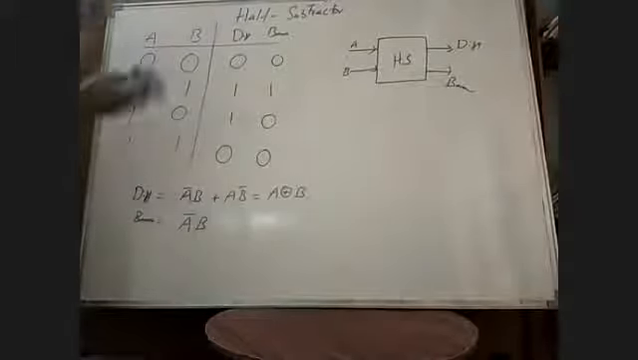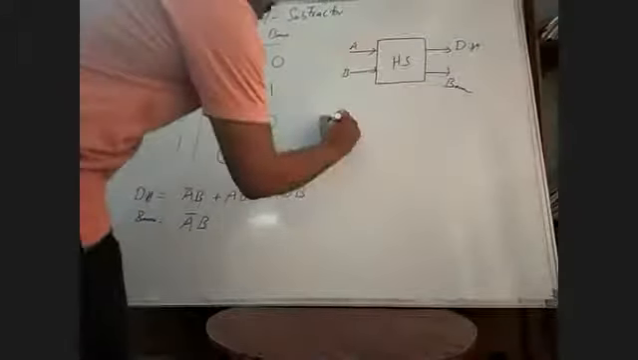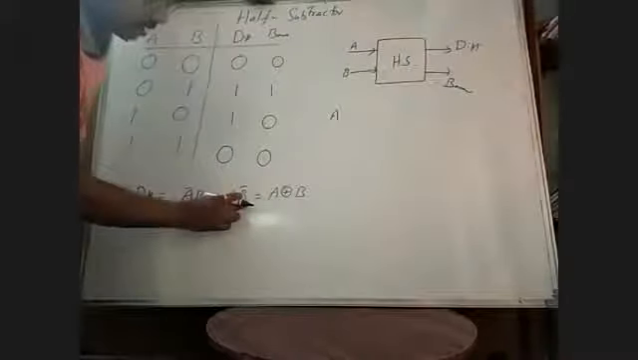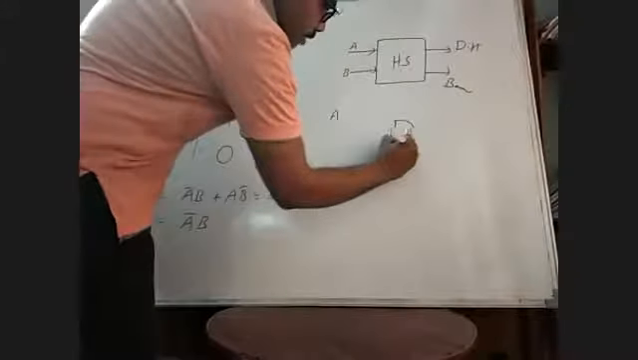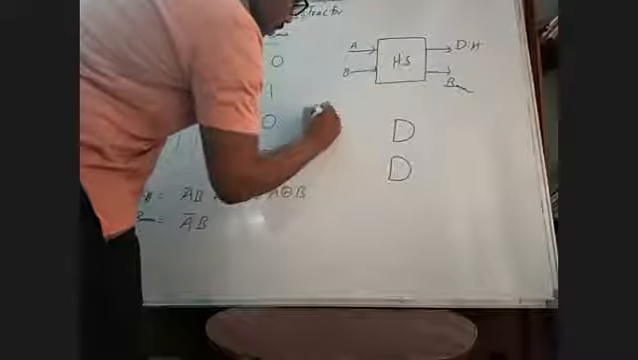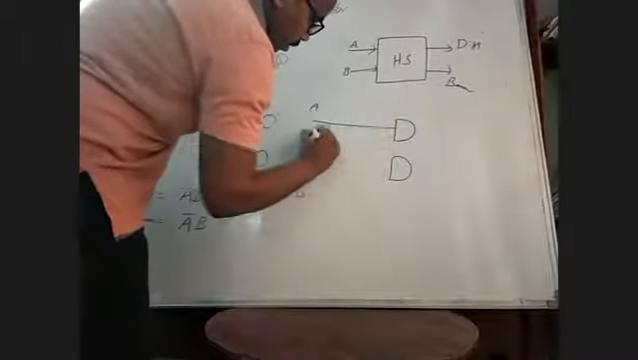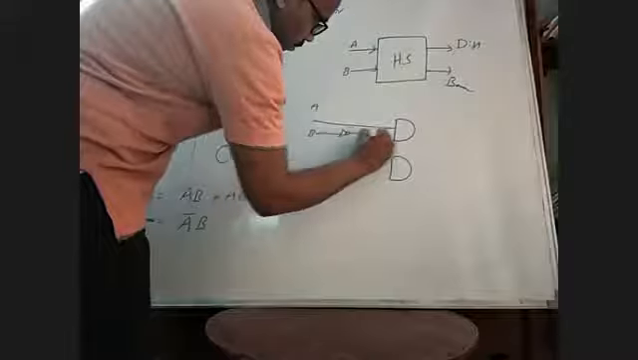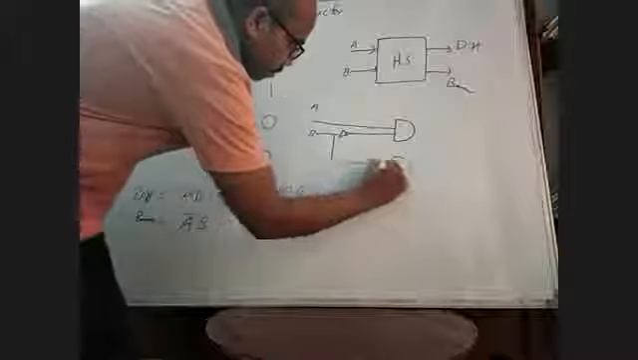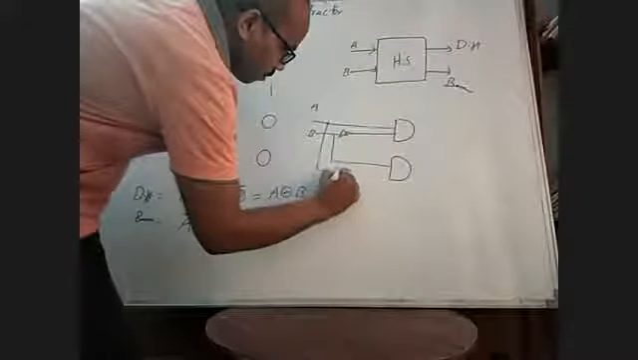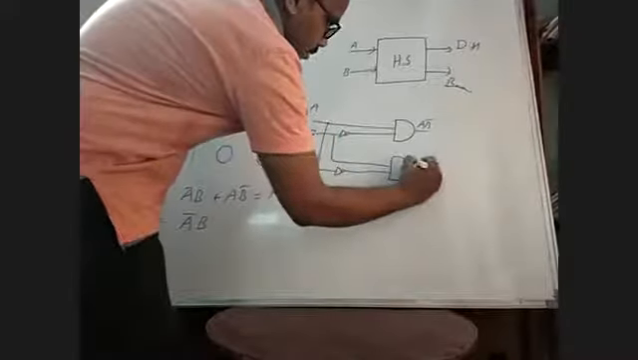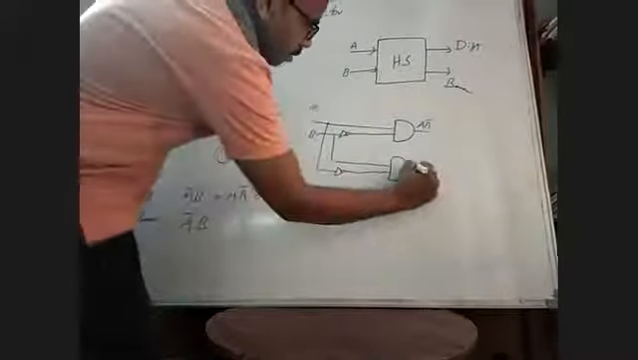Everyone note this one. Now I am generating A, that is first level gates: AND gates and an OR gate. That is, I am taking 2 AND gates. I am drawing the basic gates. I am generating A, B bar, and similarly B, A bar, that is A B bar plus A bar B.